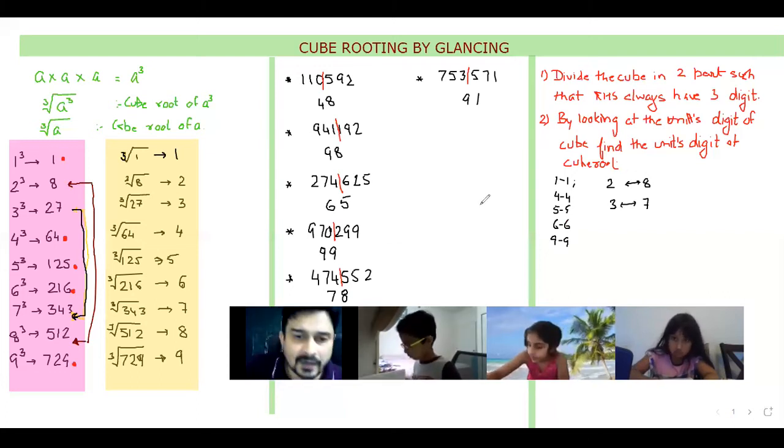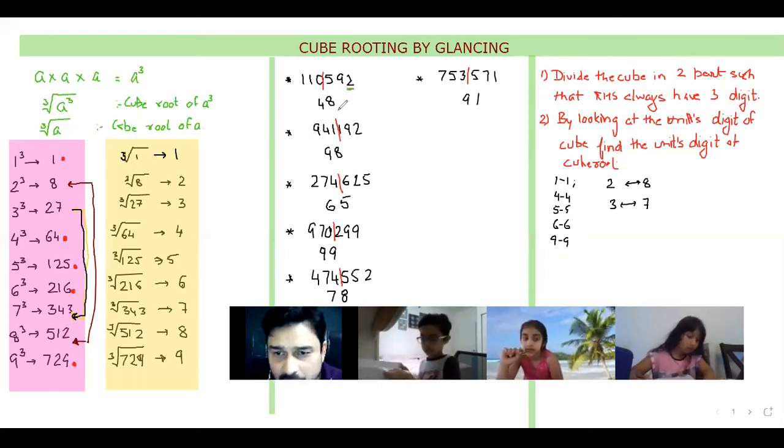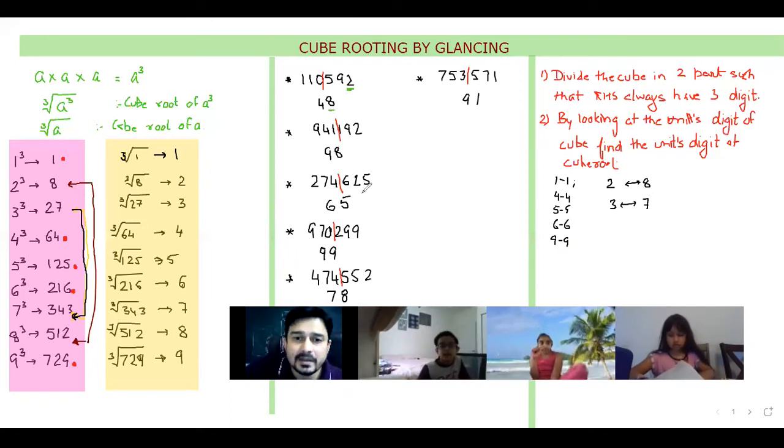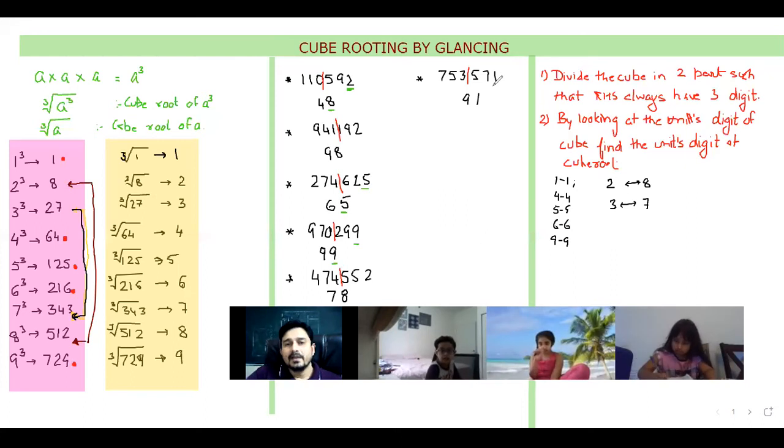Okay, now let us understand this step. When I saw 2 here, I came to the conclusion that cube root must end in 8. Here I got 5 at units place, so the cube root must also end in 5. Here I got 9, so the cube root must end in 9. Here I got 1, so the cube root must end in 1. So this step is also clear to everyone.